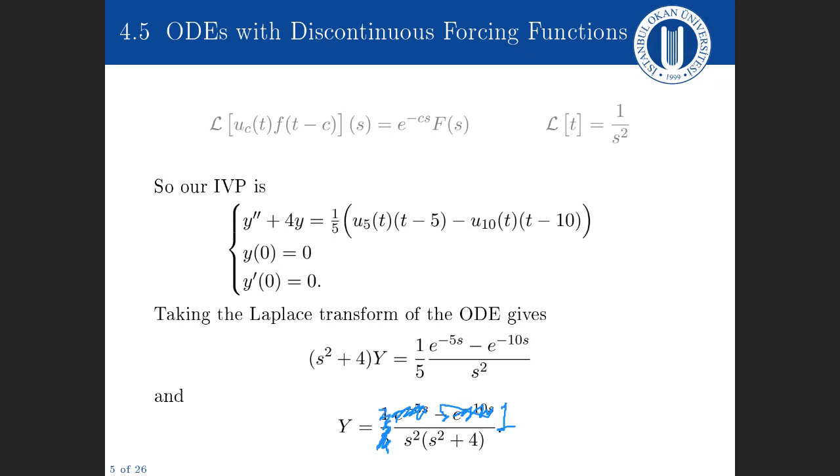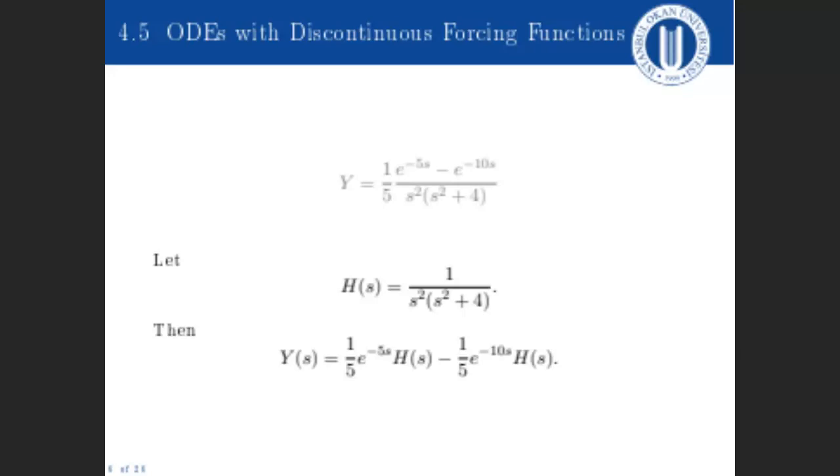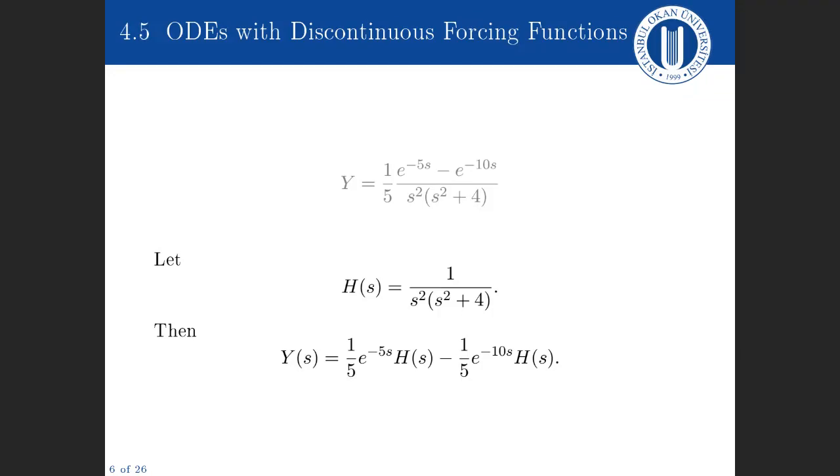So let's talk about the function 1 divided by s squared times s squared plus 4. Let's give this a name. Let's call this capital H. But then capital Y is 1 over 5, e to the power minus 5s capital H, minus 1 over 5, e to the power minus 10s capital H.